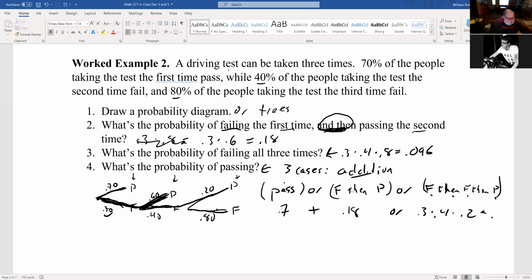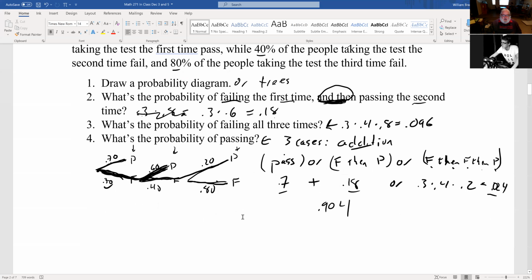Oof, I should have done that before. So 0.3 times 0.2 times 0.4 is 0.024, good. So if we add these together, what do we get? We get 0.904. So that's one way to think about it. This is 3 cases.